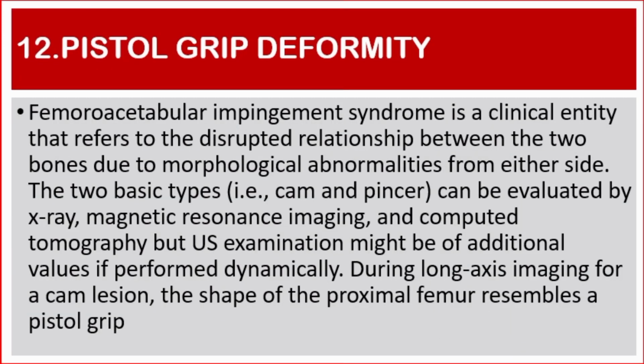Number 12. Pistol grip deformity. Femoral-acetabular impingement syndrome is a clinical entity that refers to the disrupted relationship between the two bones due to morphological abnormalities from either side. The two basic types, for example, cam and pincer, can be evaluated by X-ray, magnetic resonance imaging, and computed tomography, but ultrasound examination might be of additional value if performed dynamically. During long-axis imaging for a cam lesion, the shape of the proximal femur resembles a pistol grip.